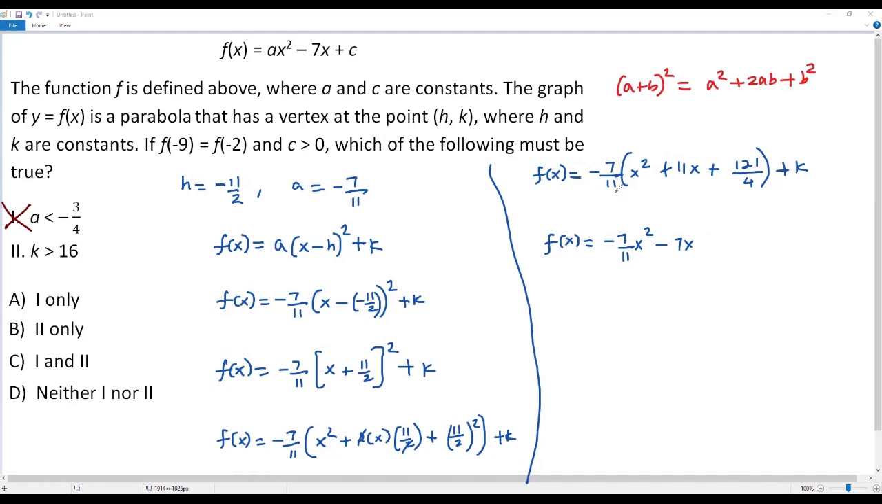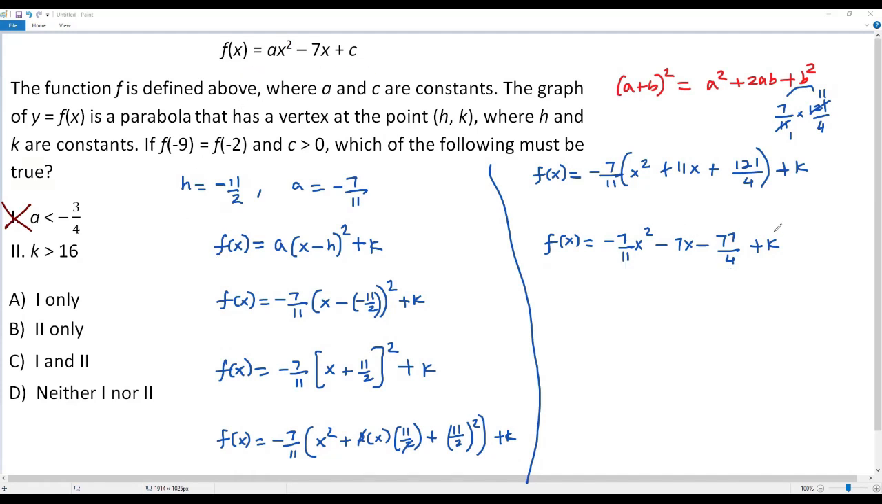Okay, now let's multiply this one and this one, that is a negative times a positive is negative. Now let me do this multiplication separately. That is 7 over 11 times 121 over 4. 11 goes into 11 one time, and 11 goes into 121 11 times, and 7 times 11 is 77. That is we get negative 77 over 4 + k. Here I wrote the quadratic function in vertex form. Finally, I simplified the quadratic function to the standard form, in which we have the given quadratic function.